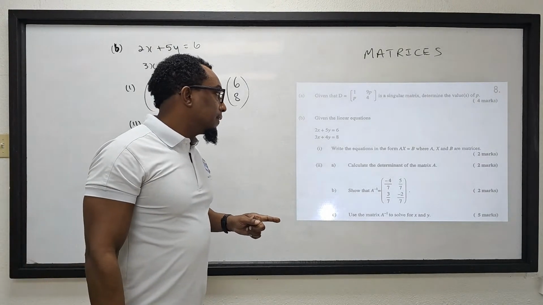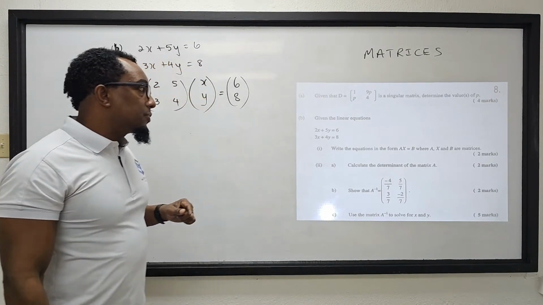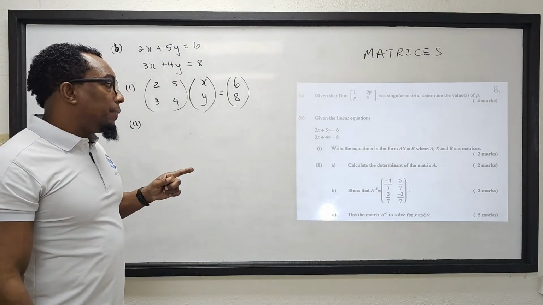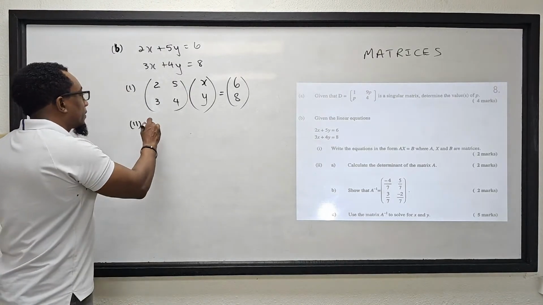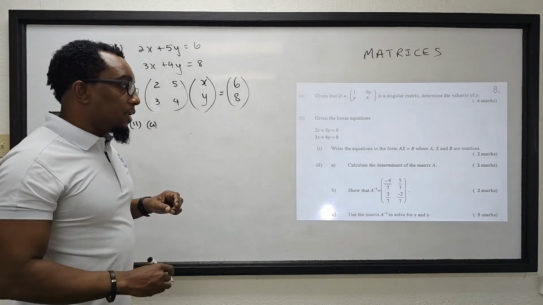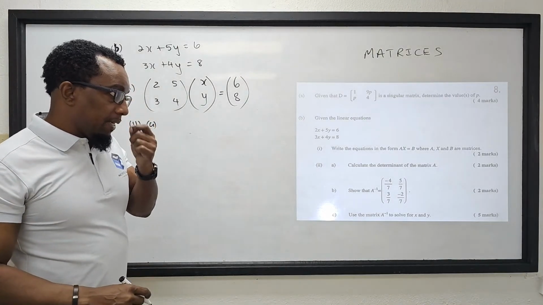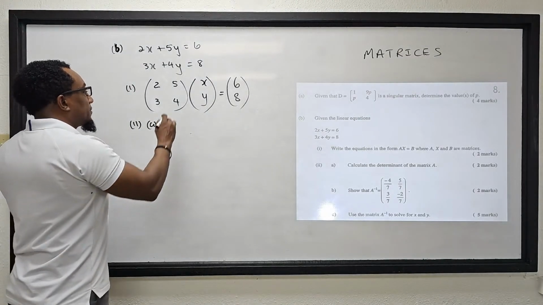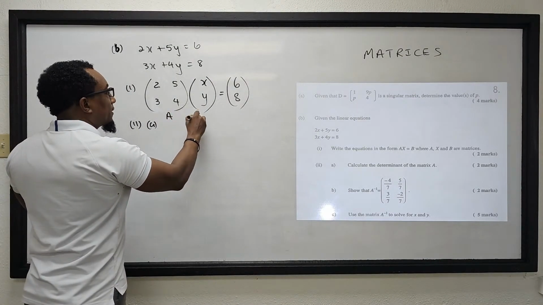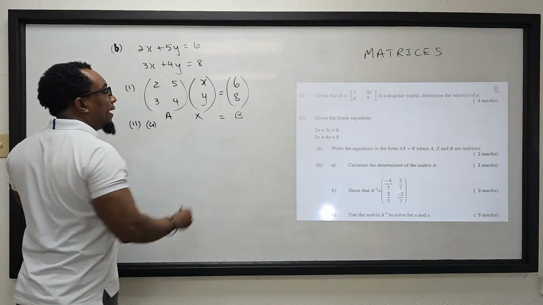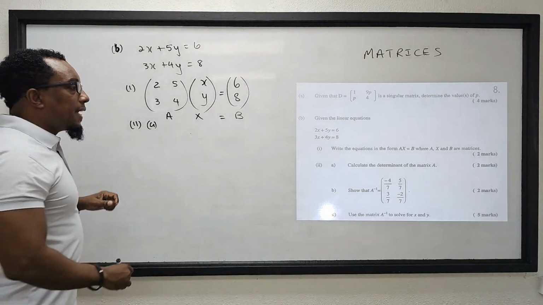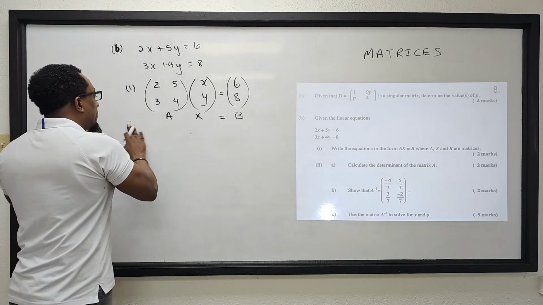Part 2. Part 2A, sorry. Calculate the determinant of matrix A. Let's find the determinant of matrix A. So remember, this is A, this is X, that is equal to B, right? And let's calculate the determinant of matrix A, part 2.